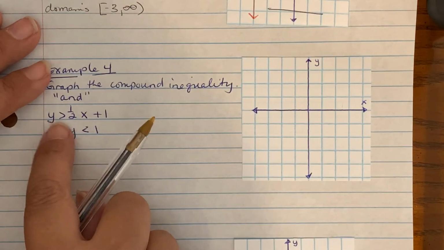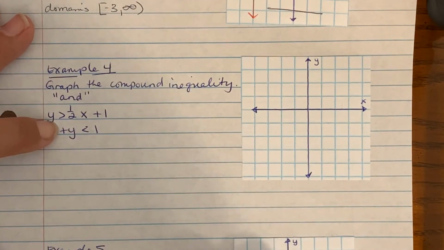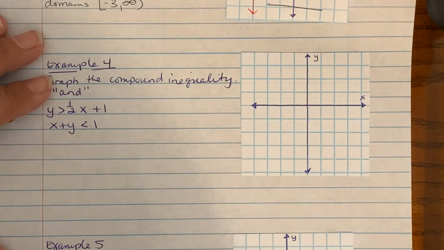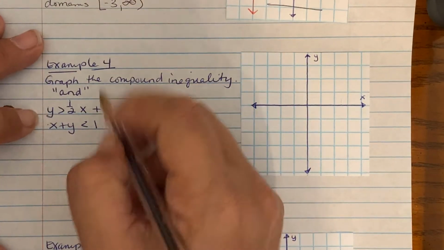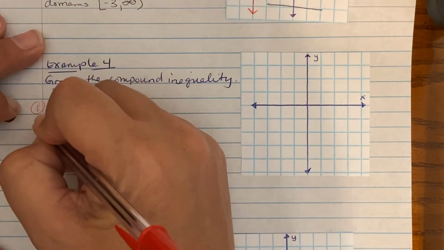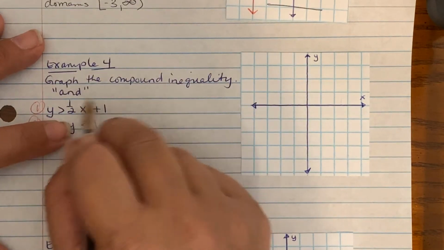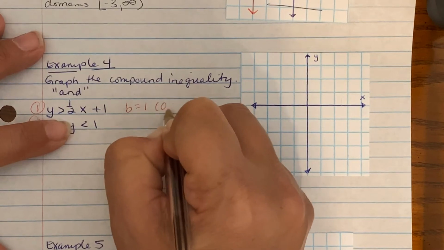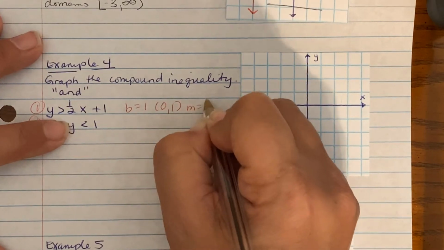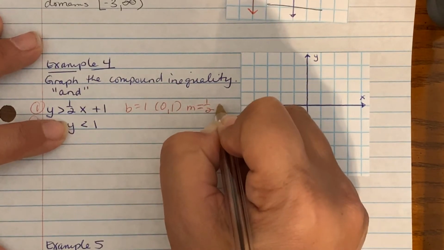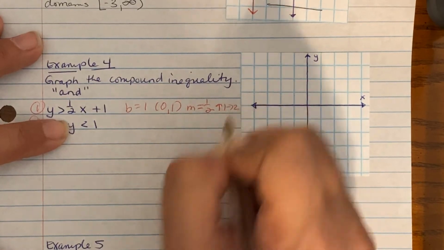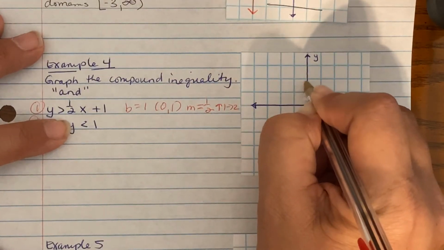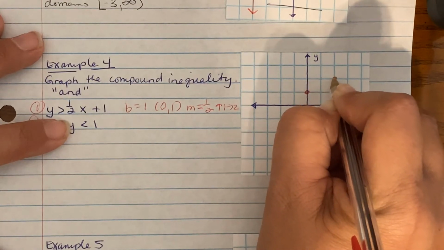So it says y is greater than 1/2 x plus 1. There's our first equation. Our second one says x plus y is less than 1. So I'm going to number them 1 and 2. The first one already is in slope intercept, so we know that our b is a 1, at 0, 1. Our m is 1/2, which means up 1 to the right 2. So we're going to graph the first one. Starts at positive 1, goes up 1 to the right 2.